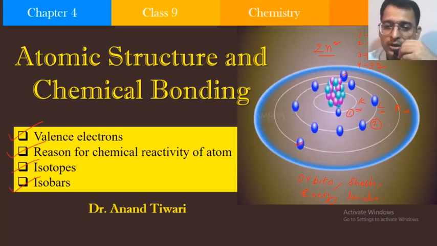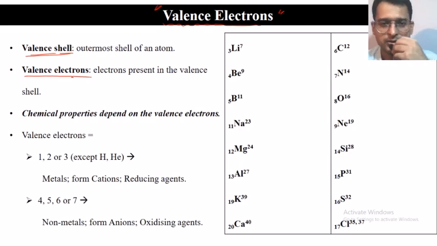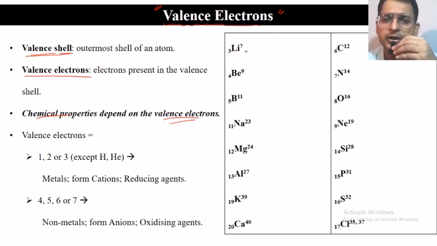The outermost shell is known as the valency shell, and the electrons that are present in the valency shell are known as the valency electrons. This is very important because the chemical properties depend on these valency electrons. Let us see, for example, how we write the electronic configuration of lithium.